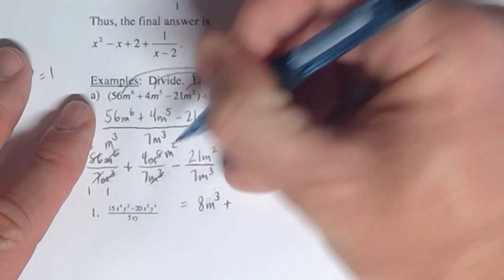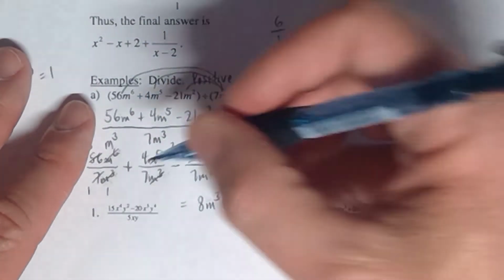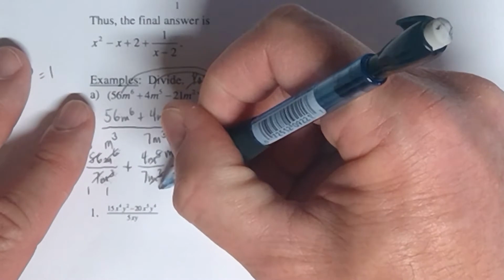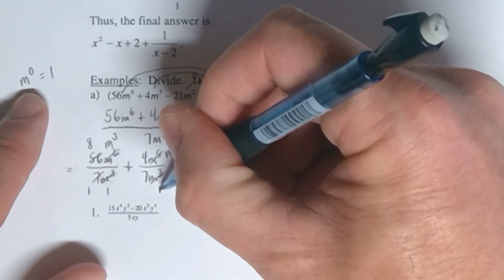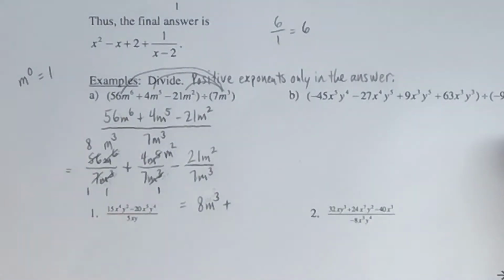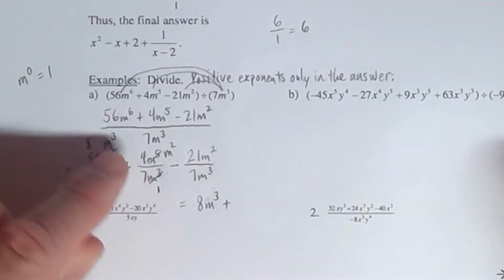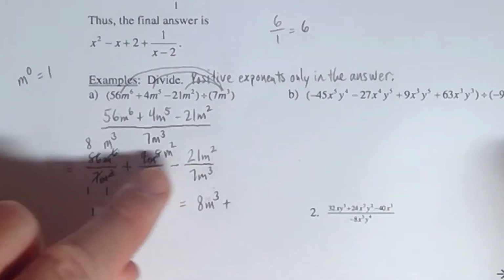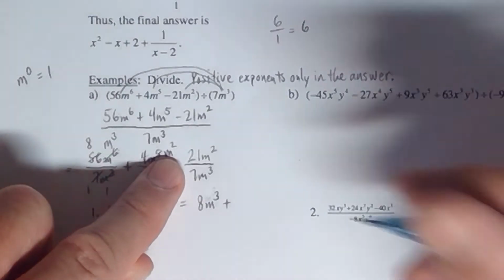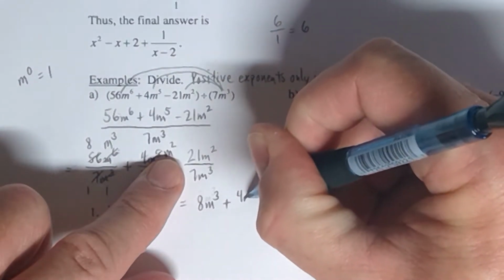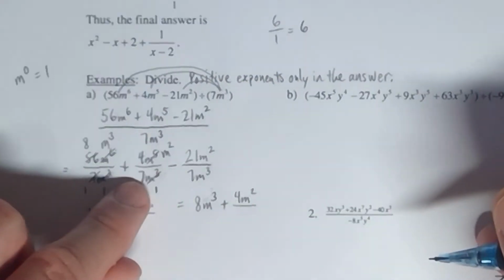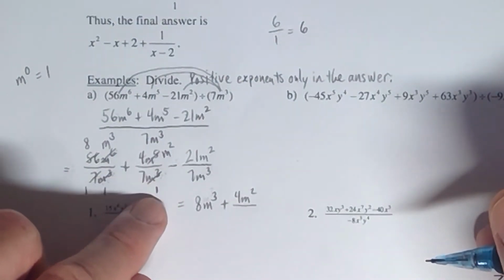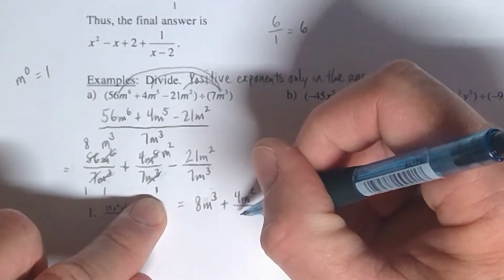m to the second, because 5 minus 3 is 2. And then down here we got 3 minus 3 is 0. But as we learned, m to the 0 is 1. So let's take a look at what we got now. The m to the fifth got replaced by m squared, so now I have 4 times m squared, which is 4m squared. And then on the bottom I have 7 times 1 because the m cubed got replaced by 1. 7 times 1 is 7.